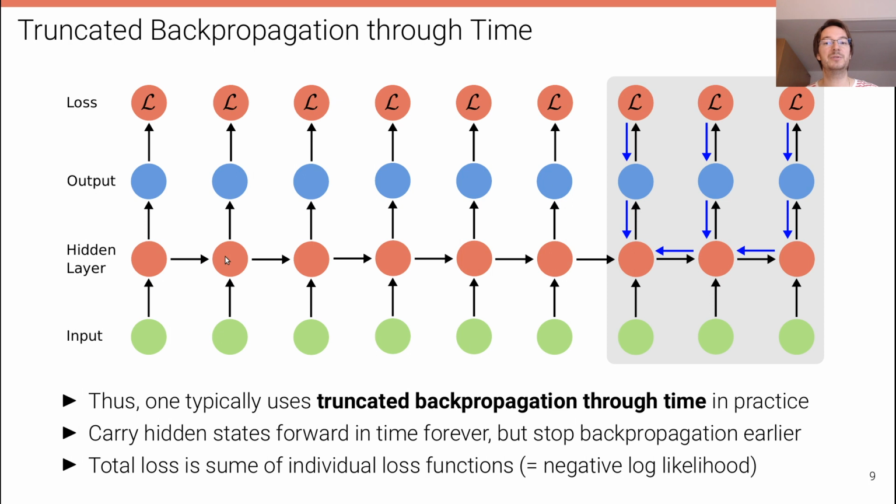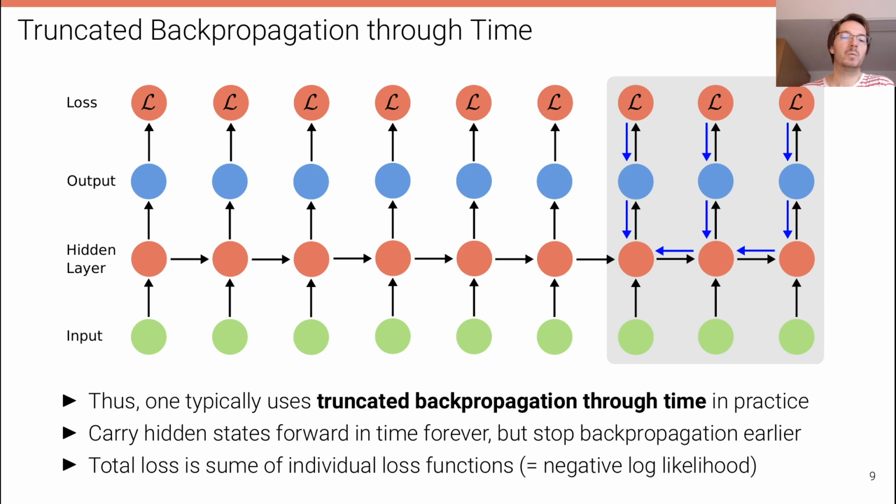So we have to choose these boxes large enough such that they capture the context that we want to capture, that they capture, in other words, the inputs that are relevant for making the prediction for the output. They cannot be too small. So typically these boxes are at least 20 or 50 time steps long.